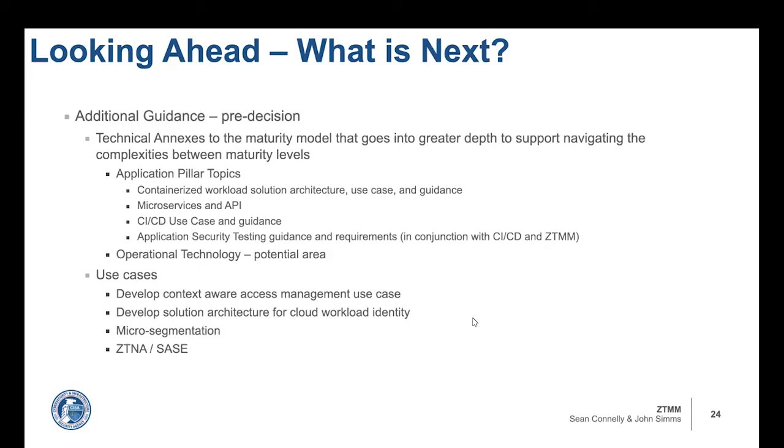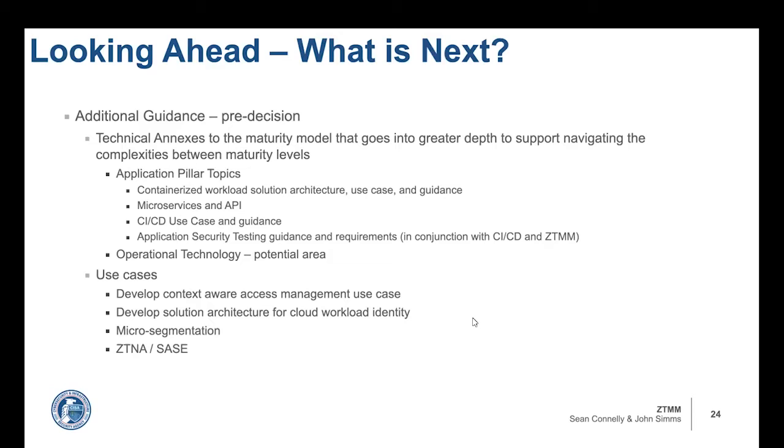Then we may also look at use cases, focusing on how an agency or organization would be able to use these. You can see here are some speculative or pre-decision use cases. What does it mean for context-aware access management, developing solution architectures for cloud workload identity, micro-segmentation, possibly something along ZTNA or SASE. John, anything else you wanted to add on that one before we close out?